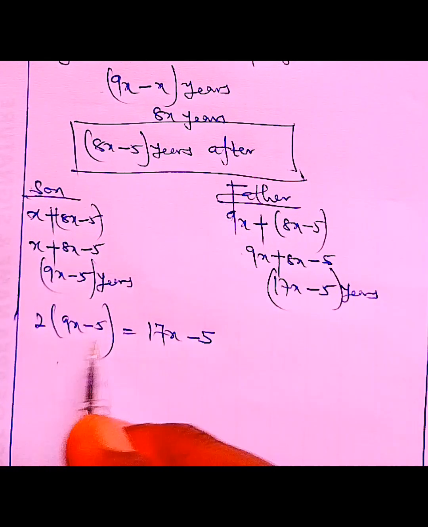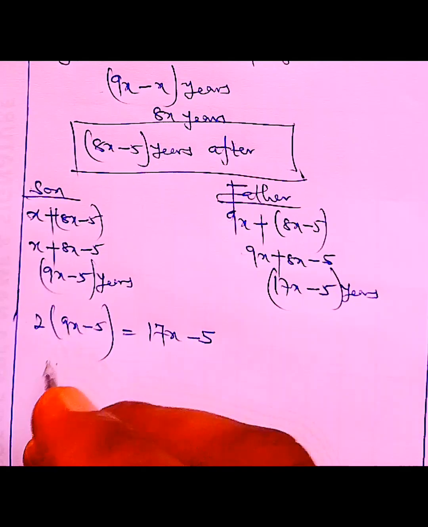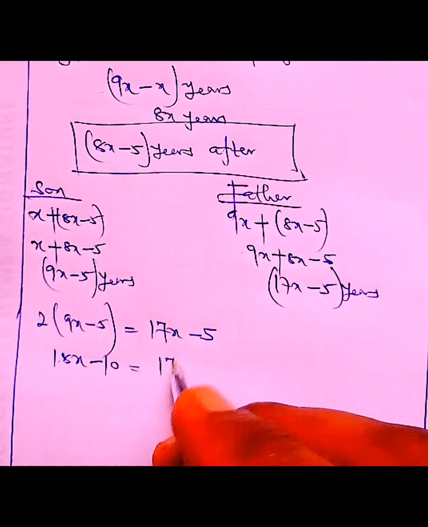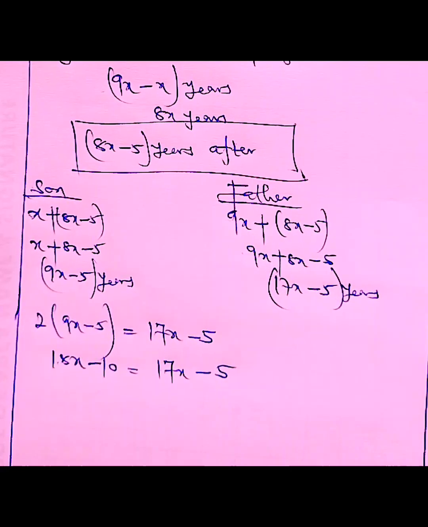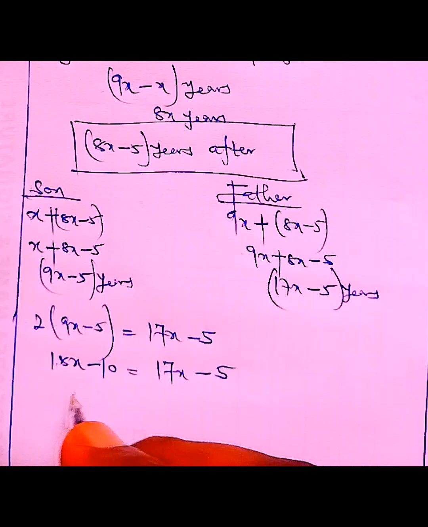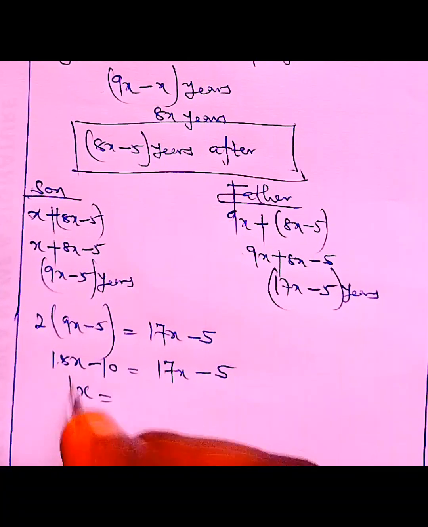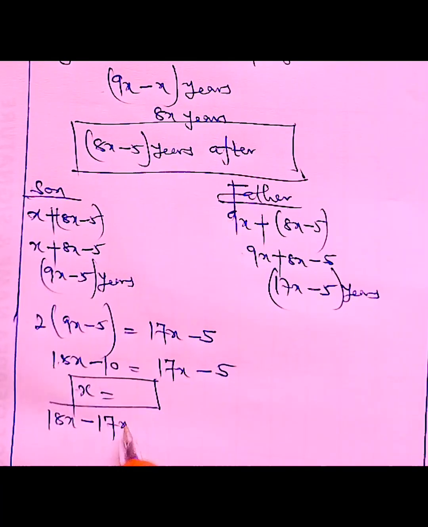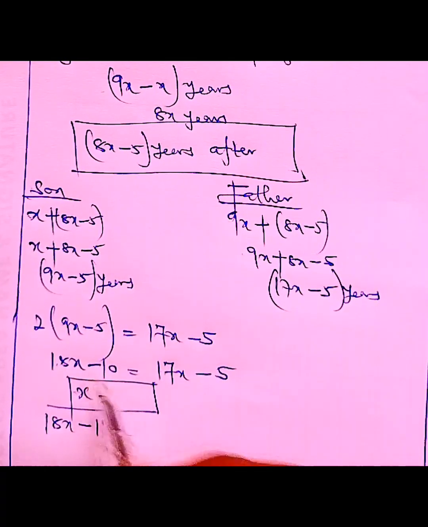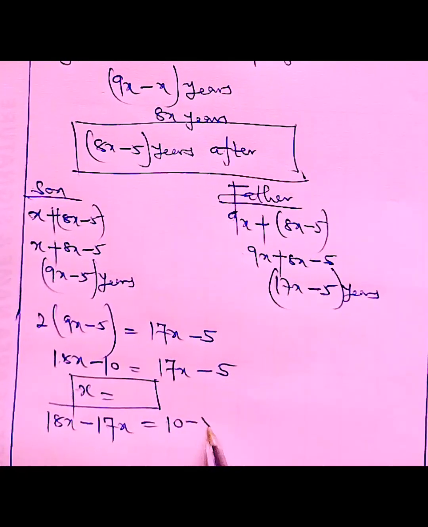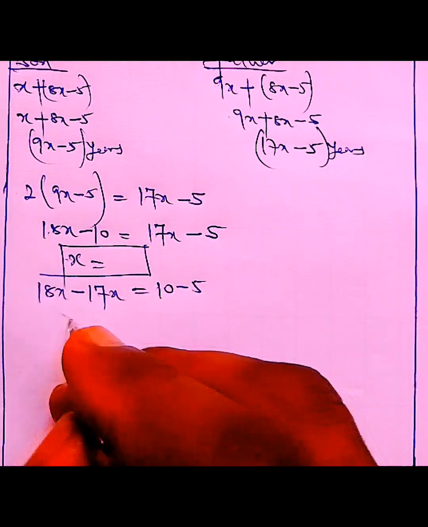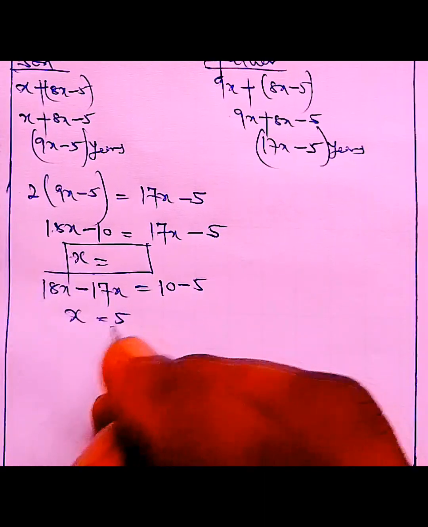So we're going to open up this bracket. Don't forget, it's a purely linear equation, so 2 times 9x is 18x, and 2 times minus 5 is minus 10, equals 17x minus 5. So we're going to collect our like terms. I want the unknown, x, on the left-hand side. So that's 18x minus 17x, and we send minus 10 to the other side, which becomes plus 10 minus 5. So we're almost home. 18x minus 17x gives us x, and 10 minus 5 gives us 5.